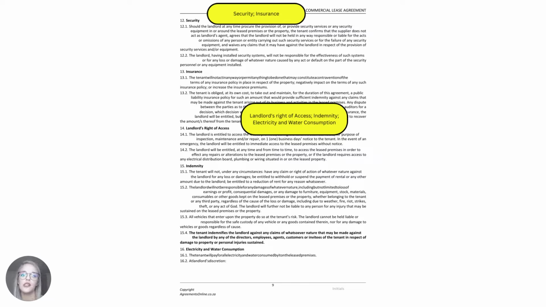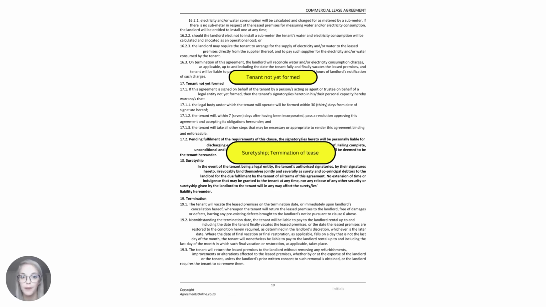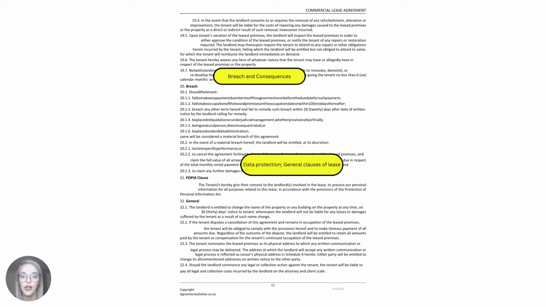The agreement further looks at general things such as security, insurance, the landlord's right to access the property, indemnity, and also electricity and water consumption. The agreement further looks at what happens if you have a tenant that is not yet formed, so legally they are not an entity as of yet, and also makes note of any suretyship as well as termination of lease, whilst also setting out what constitutes as a breach of this contract and also the consequences of such a breach.